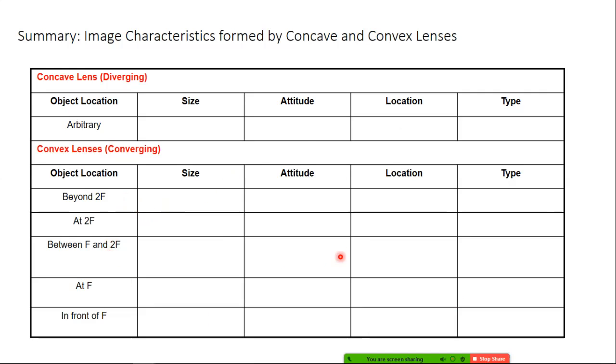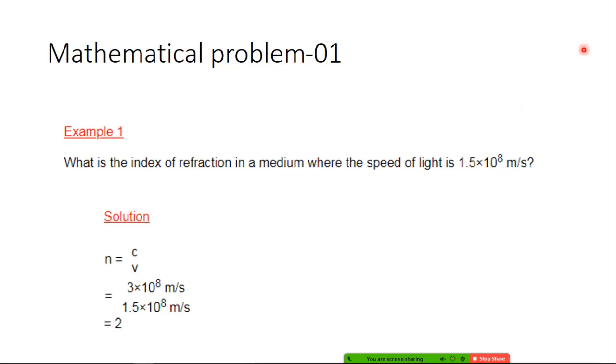Try to write the size, attitude, location, and type of the image for the convex lens and for the concave lens. If you conclude all this information here, then it will be helpful for you to draw every diagram. And I think in this way you can solve nearly 50% of the problems of this chapter. And today in the next slide we are going to solve some mathematical problems.